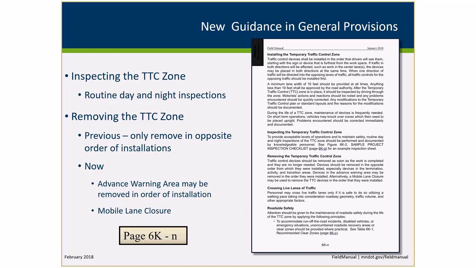It essentially says that to provide acceptable levels of operations and to maintain safety, routine day and night inspections of the temporary traffic control zone should be performed and documented by knowledgeable personnel. It just tells you how to do it. And there is a sample project checklist that's actually in the field manual as an example inspection sheet, so you would go to that page.